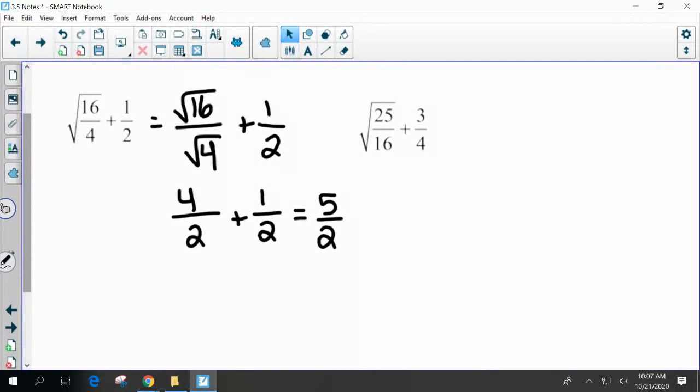2 goes into 5 twice. Not evenly, no. Then you have 1 left over, so that'd be 2 and 1/2. Or you could write that. That would also be fine. Either answer. Okay. I get what you're saying.